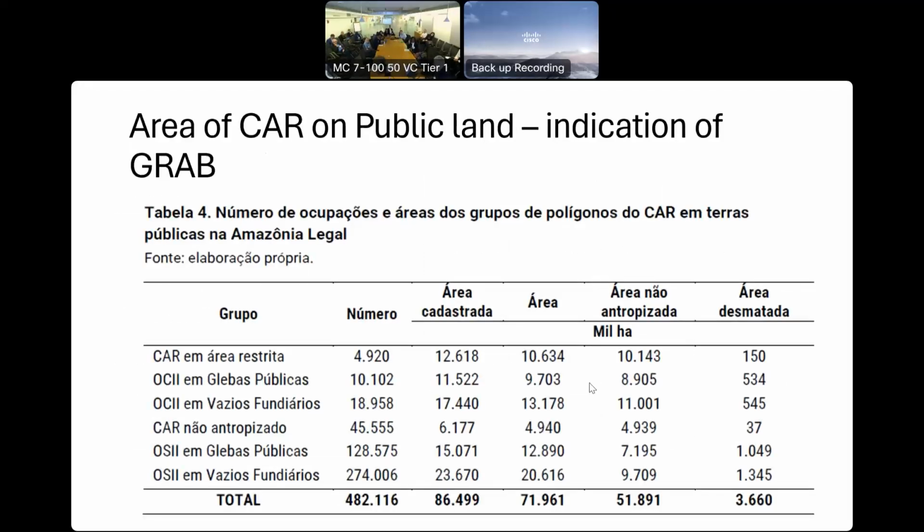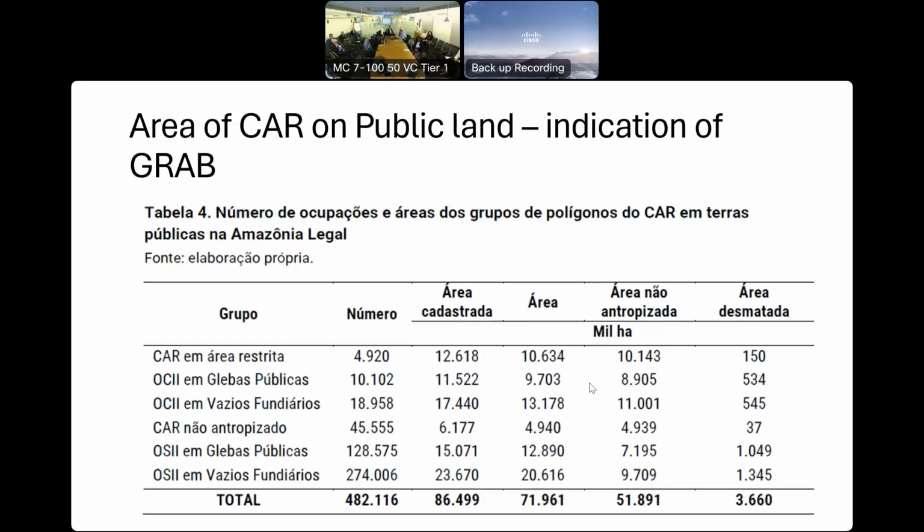Here we have, let's say, the other side of the information, about the amount of CARs. So as I said, each property has to deliver its georeference map to the environmental ministry, and many of them do. So this is the amount of CAR on public land.